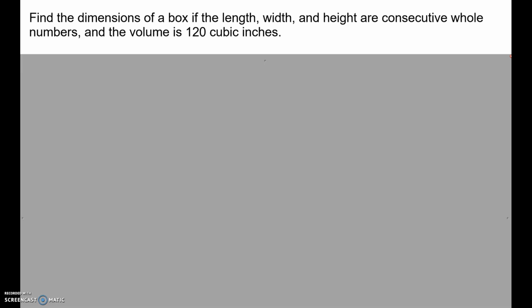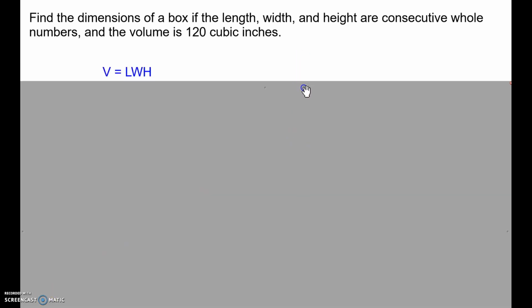In this video, we want to take a look at using polynomial functions or equations to solve application problems. Specifically, we are looking for the dimensions of a box given certain criteria. My first example has the length, width, and height being consecutive whole numbers and a volume of 120 cubic inches.